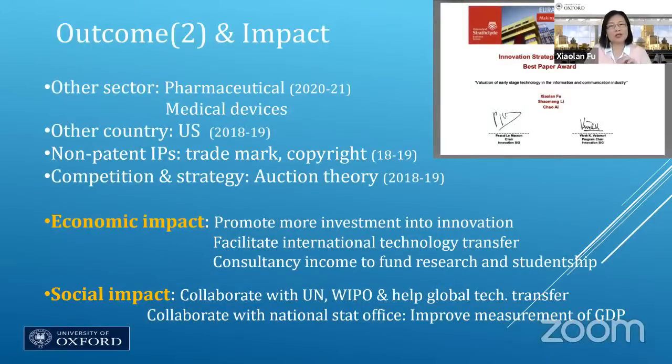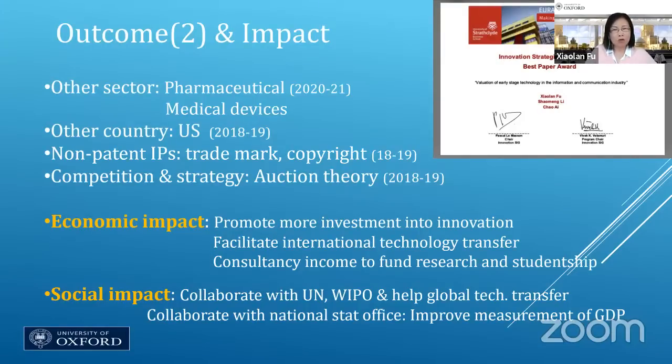And following that stage, we expanded research into the pharmaceutical sector to evaluate drug inventions and medical devices, and also validate the tool using the data in the US. And we find some differences, need to make some adjustments, but overall the valuation framework works well. And also we use this to develop tools for the valuation of trademarks and copyrights, and also considered how competition might affect the pricing strategy and how firms can use the best strategy for them in the acquisition or in the technology transfer, using the auction theory, which won the Nobel Prize last year.